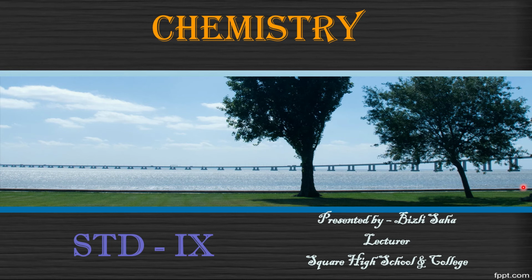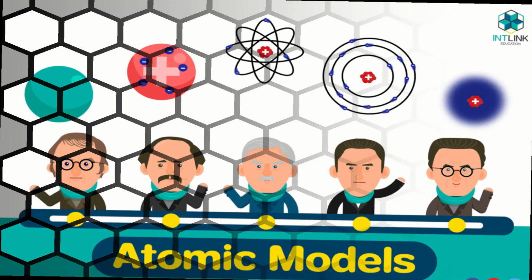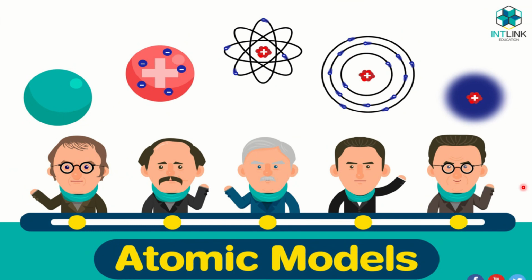Dear students, we are talking about chapter 3 of your chemistry book, Structure of Matter. We already learned that atoms are made up of three fundamental particles: electron, proton, and neutron. Different scientists gave their ideas about the arrangement of this electron, proton, and neutron in an atom. These arrangements were given by different scientists.